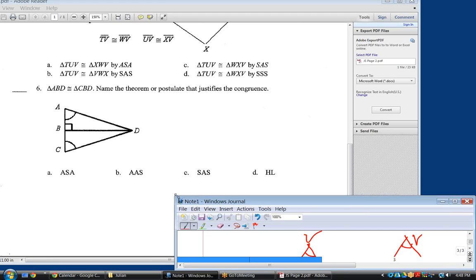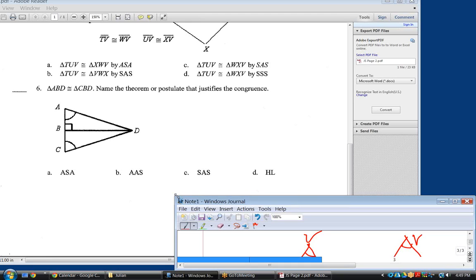All right, so number 6. ABD is congruent to CBD. Name the theorem or postulate that justifies the congruence. Is it side, angle, side? Which sides, which two sides are the same? The middle line and the outer one. Okay, the middle line is equal to itself, that's true. But there's nothing in this picture that says AD is equal to CD.